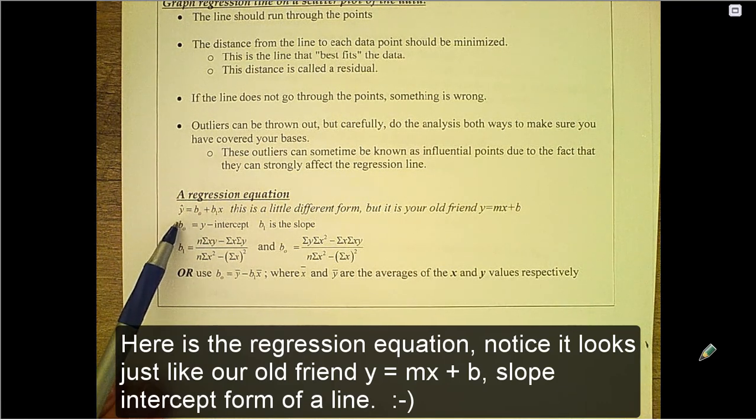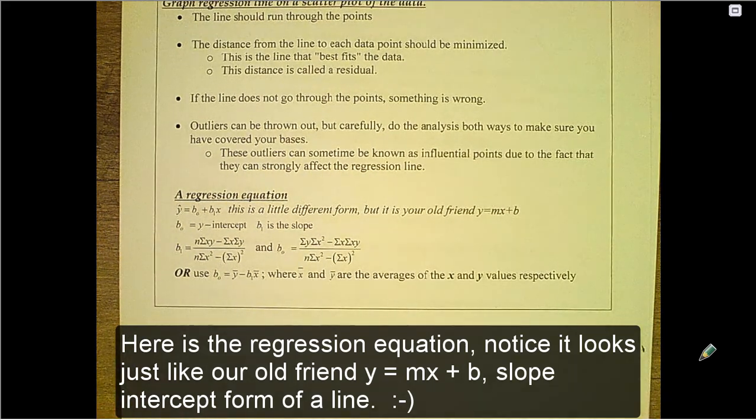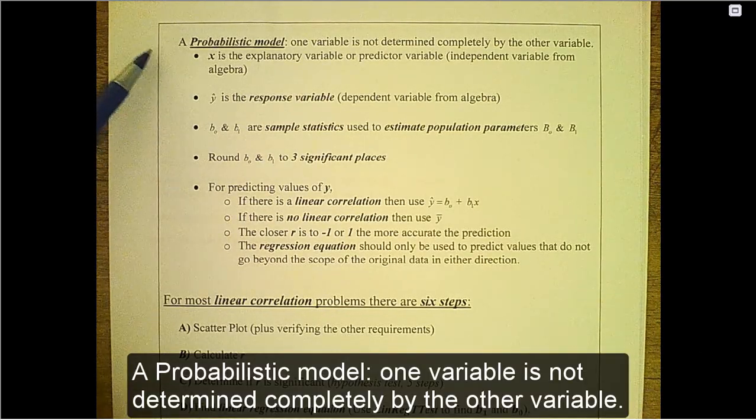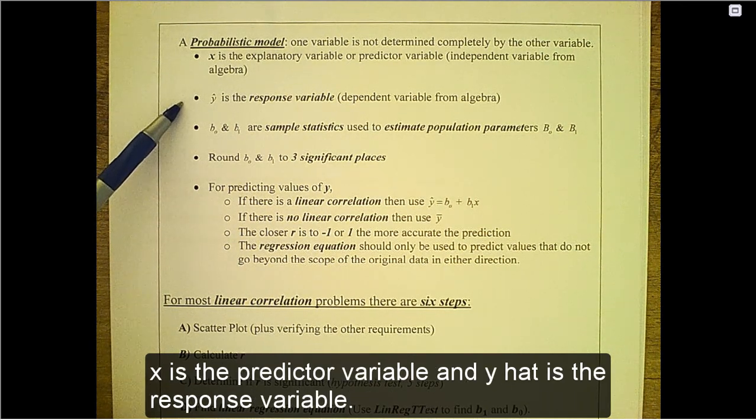Here is the regression equation. Notice it looks just like our old friend y equals mx plus b, slope-intercept form of a line. A probabilistic model: one variable is not determined completely by the other variable. X is the predictor variable and y hat is the response variable.